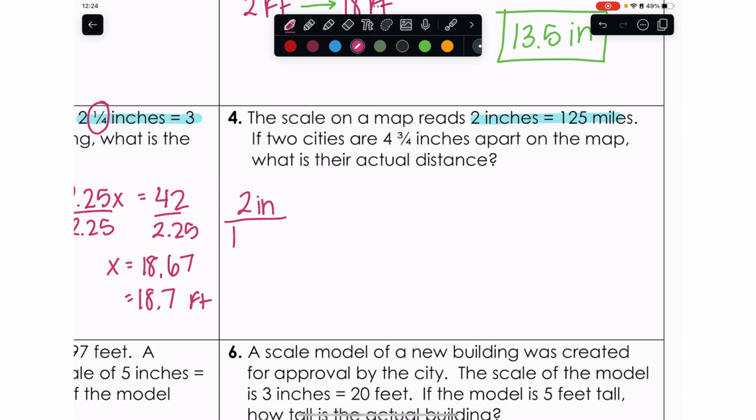2 inches is 125 miles on this map. So it tells me 2 cities are 4 3/4 inches apart on the map. What is their actual distance? So my question is, what is their actual distance? That means I need to put my X on the bottom. And then it gives me their map distance, which is the model. So 4 3/4 inches. So yes, I'm keeping that on top. We're keeping the units consistent.